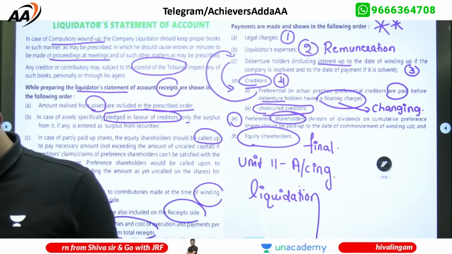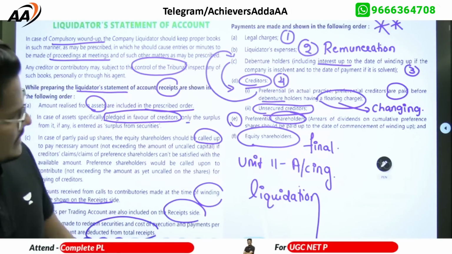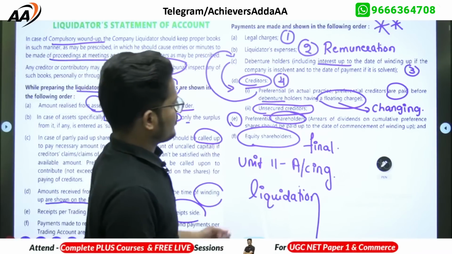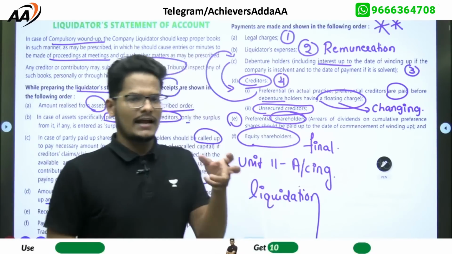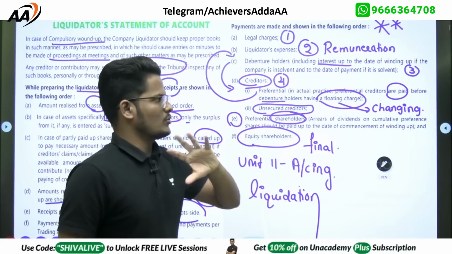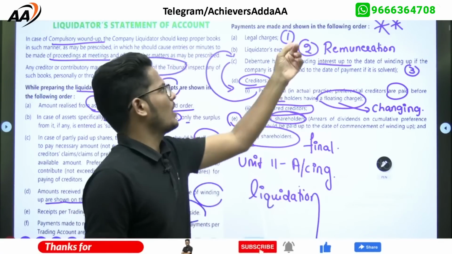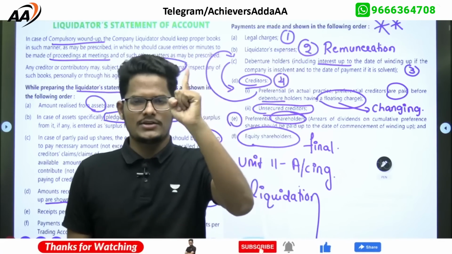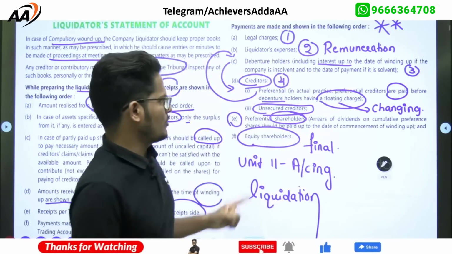Secured creditors come under point number 3. Secured creditors are actually on priority. Every time, if the creditor is secured, immediate first payment goes to the secured people only. That is what secured people are.